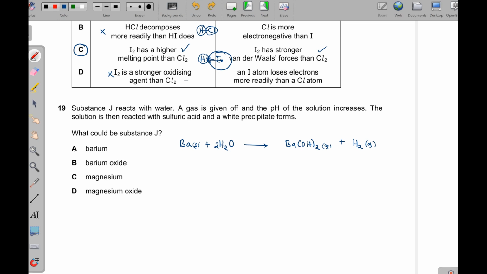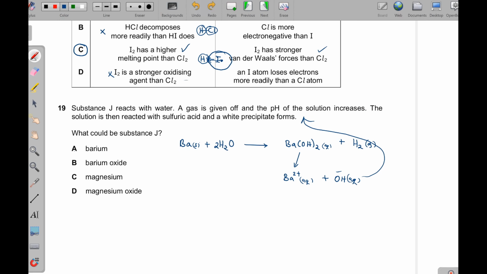Now, in group 2, the solubility of hydroxides increases down the group. So this one is more soluble. So that means it is going to be barium ions here. It is going to split into barium ions and the OH ions. Now, because of the presence of the OH ions here, that is why the pH of the solution increases.